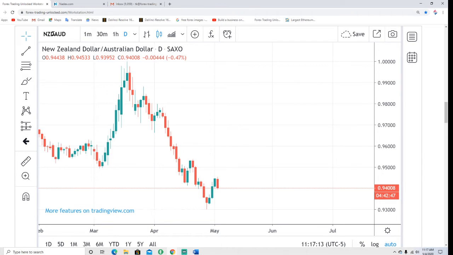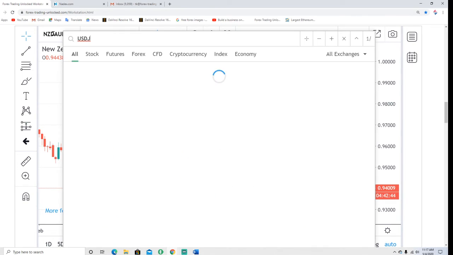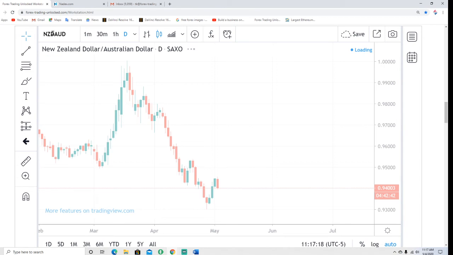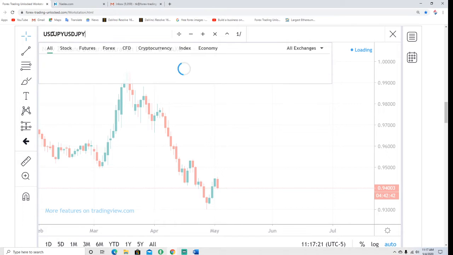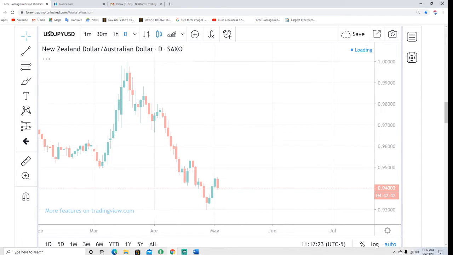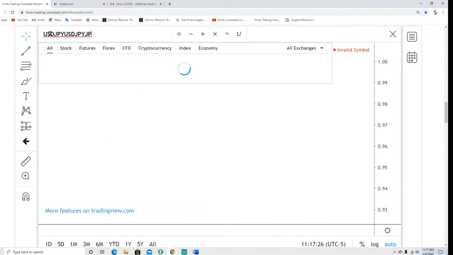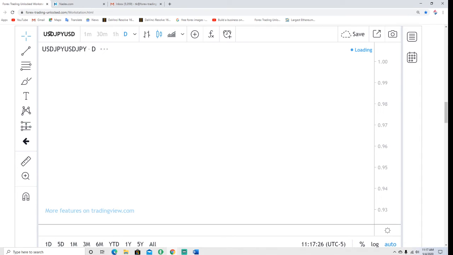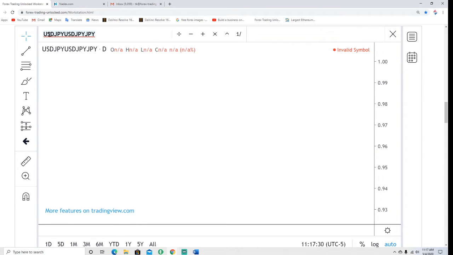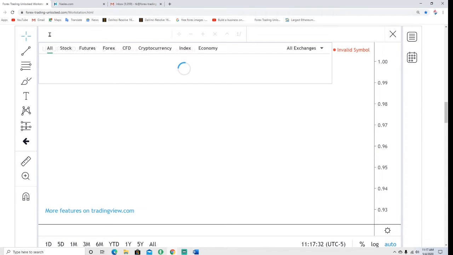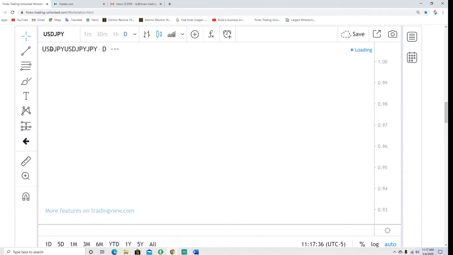But right now, what do we have? We have the US dollar, Japanese yen once again. Oops, wrong place to put the symbol. Sorry about that. Okay, come on. We're really running in a lag here. All right, let's see if we can get this right now. Delete US dollar JPY. Okay, there we go. This should pull it up. It is loading. There we go.